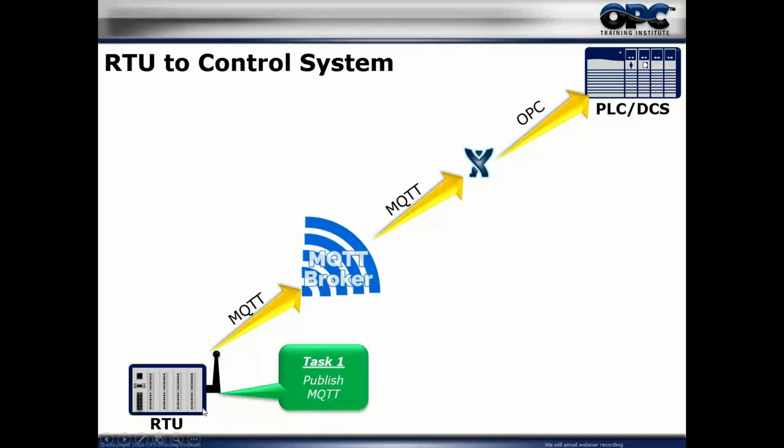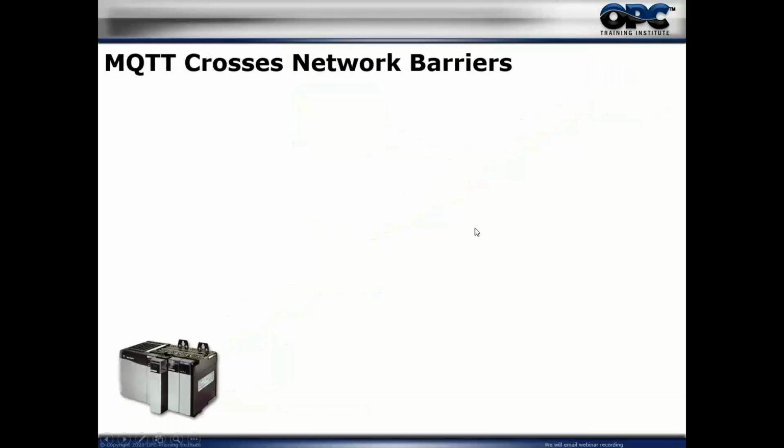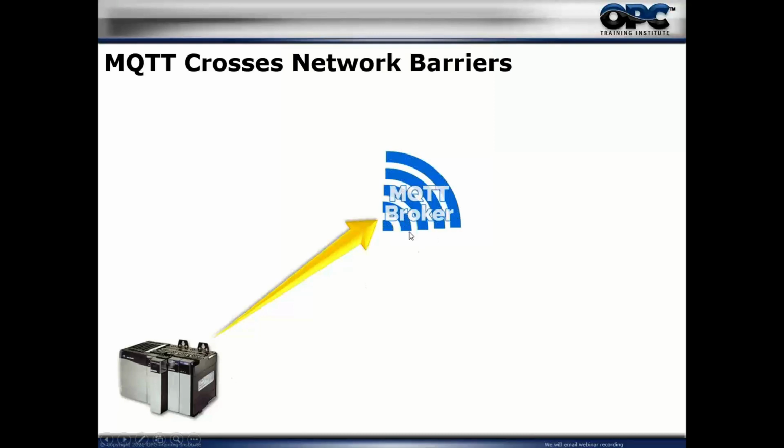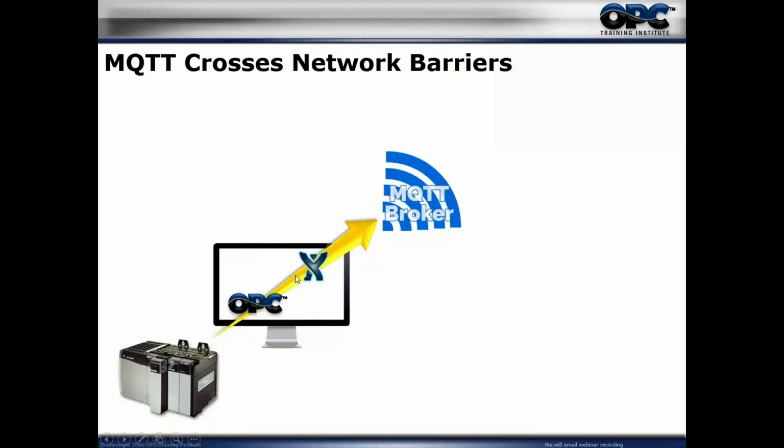Again, in this case, the RTU publishes, whereas this application over here subscribes. It's very similar, but there are differences with client-server. Now, we can cross network barriers with MQTT. For example, we have a control system that might send data to a broker. Again, this might be via OPC, and we have a converter over here. So this communication here is OPC. This, of course, is MQTT. That makes this guy a publisher.